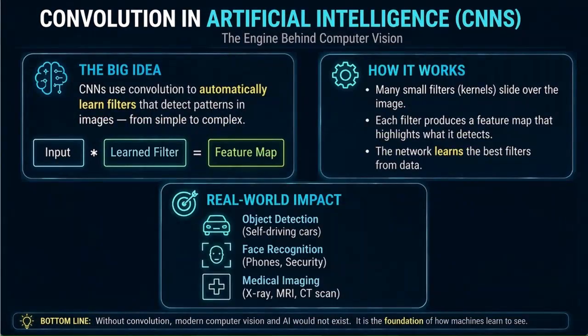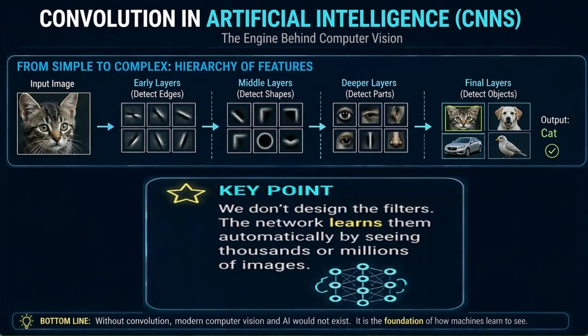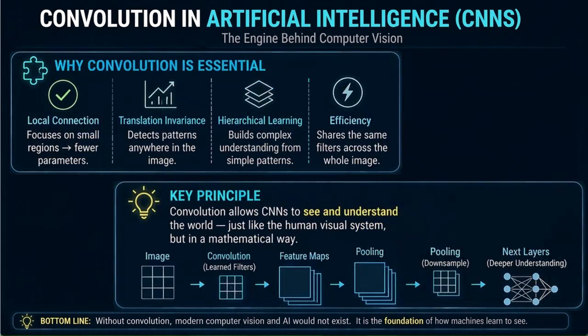In traditional engineering, we design filters. But in artificial intelligence, something amazing happens. The system learns the filters automatically. In convolutional neural networks or CNNs, early layers detect edges, middle layers detect shapes, and final layers detect complex objects like faces. Instead of telling the system what filter to use, we let it learn from the data. Without convolution, modern computer vision would not exist.